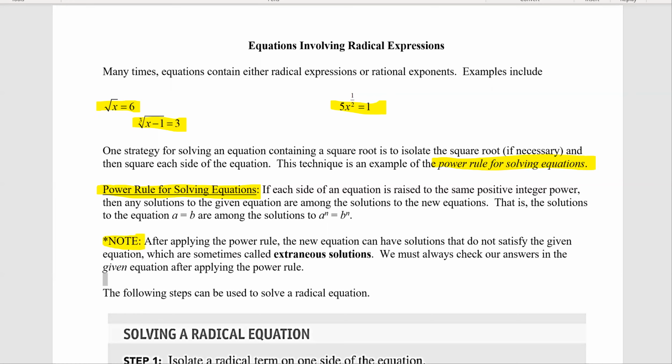Note, after applying the power rule, the new equation can have solutions that do not satisfy the given equation, which are sometimes called extraneous solutions. We must always check our answers in the given equation after applying the power rule.